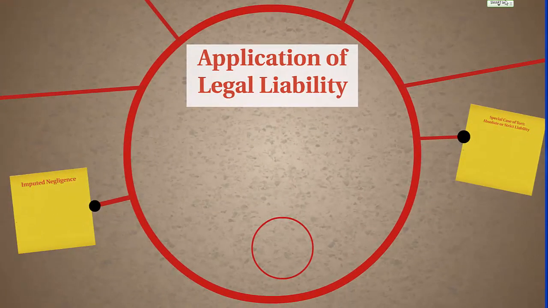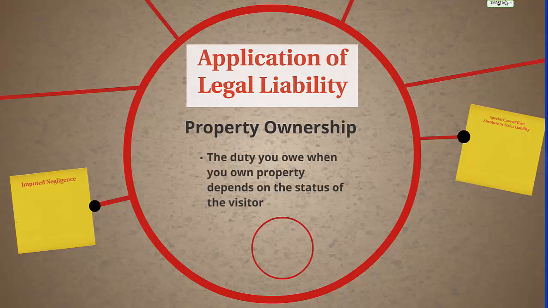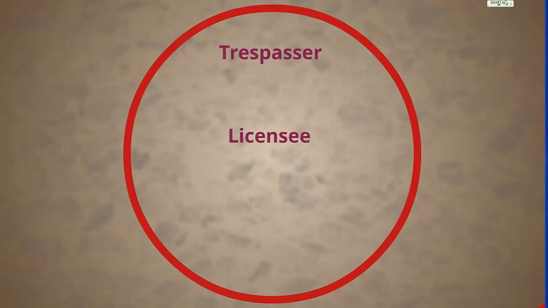Now let's look at an application of legal liability, and that is property ownership. When you own property, you have a significant duty to keep your premises safe, but the duty you owe when you own property depends on the status of the visitor. So there are three different types of visitors. First, the trespasser. Second, the licensee. And third, the invitee. A trespasser is someone who clearly has not been invited on your premises.